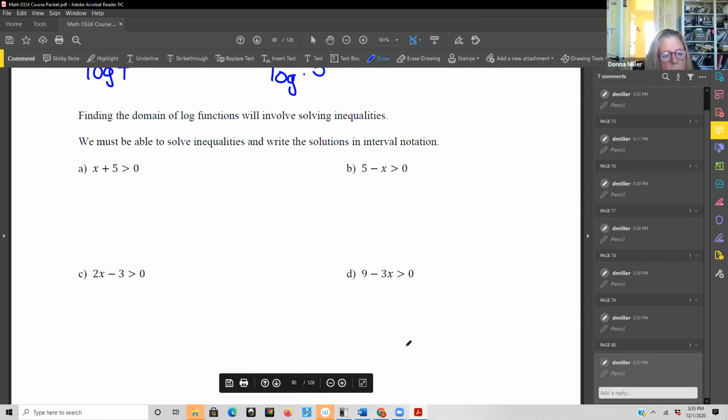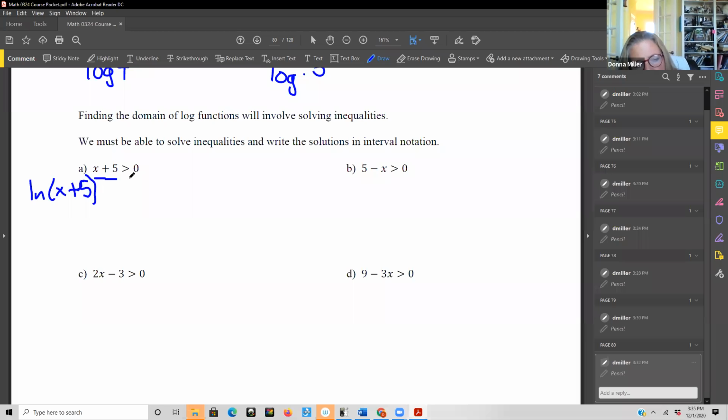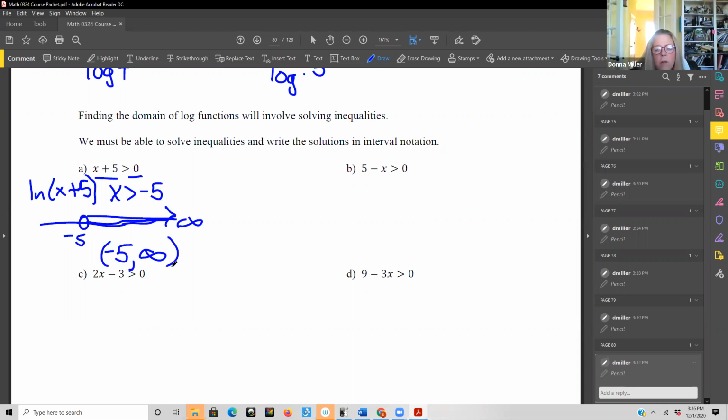So when you're finding the domain of log functions, if I had the ln of x plus 5 and I wanted its domain, all I have to do is set the inside greater than 0. So x plus 5 greater than 0, you have to solve it, right? You minus the 5, so I get x is greater than negative 5. And on a number line, that would look like this. With interval notation, you're going to go from negative 5 to infinity. Round brackets with logs, we exclude negative 5 because that's 0.